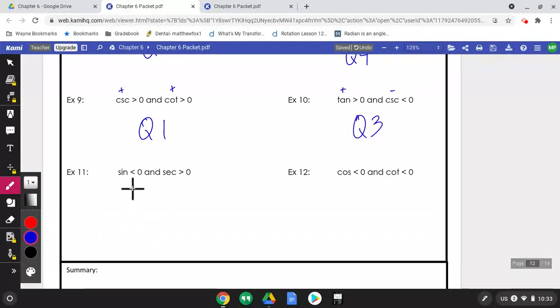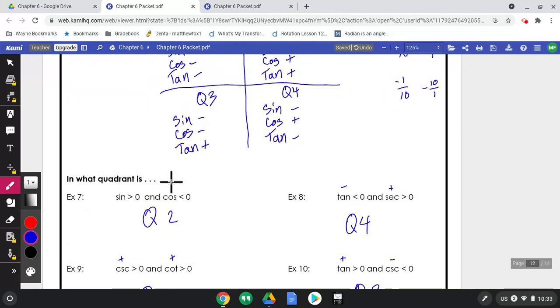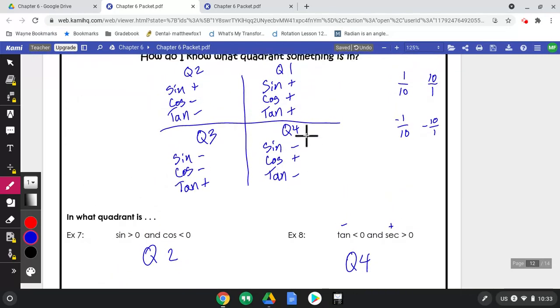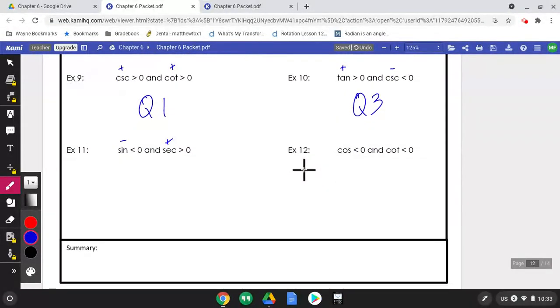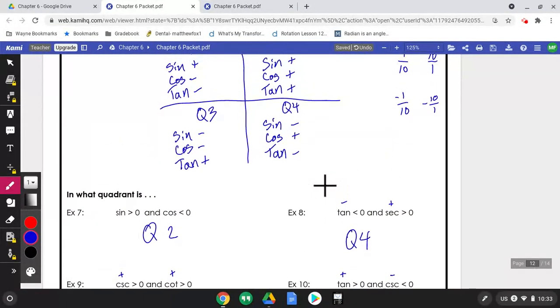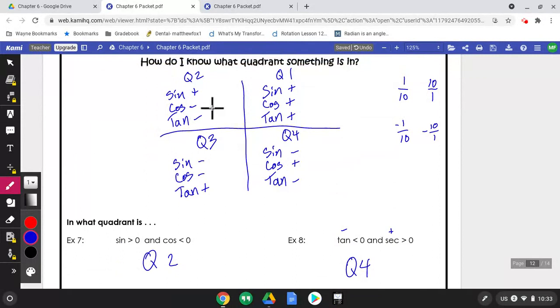So here, sine is less than 0, so that's negative. Secant is greater than 0, so that's going to be positive. Remember, secant pairs with cosine. So cosine's positive, sine is negative. That's over here, quadrant 4. And our final one, cosine is negative. Cotangent is negative, which is the same as tangent. So where are both tangent and cosine negative? And that's over here, quadrant 2.